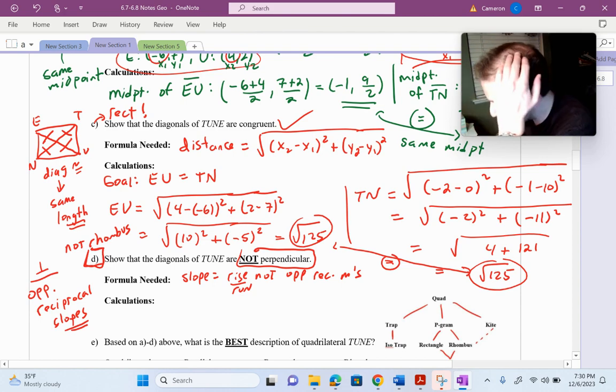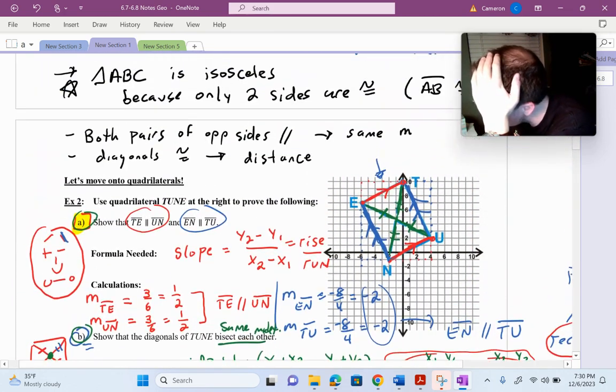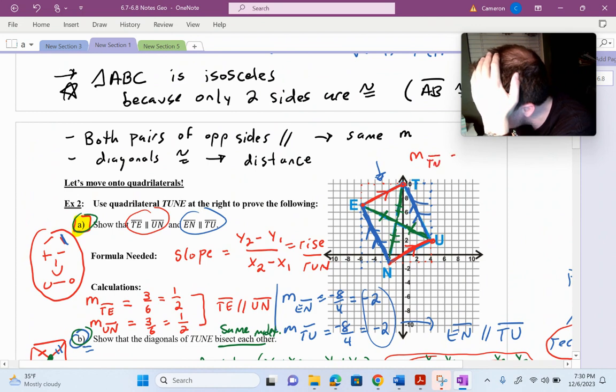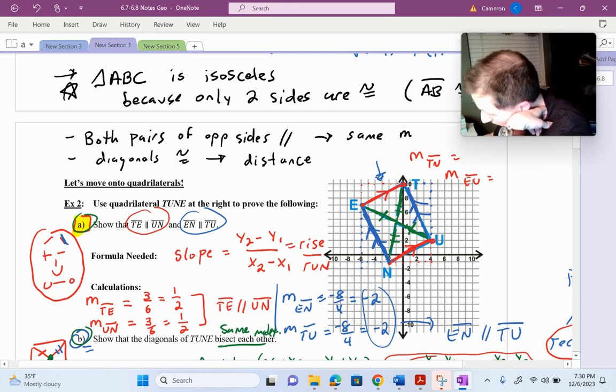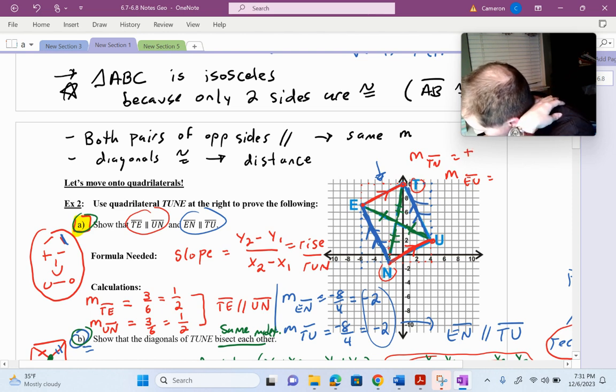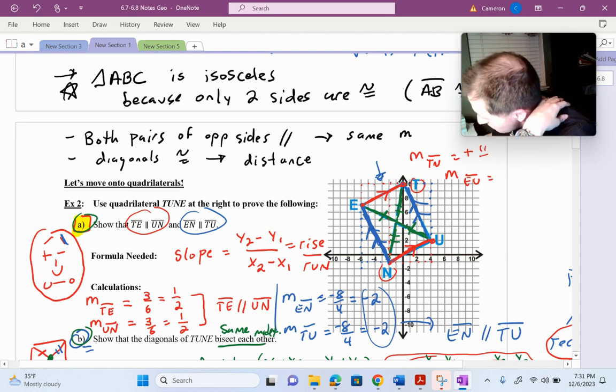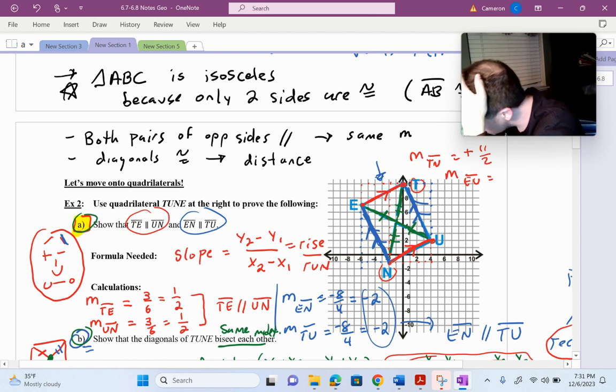So calculations, I'm going to find the slope of my two diagonals here in green. So I'm going to want the slope of TN, and I'm going to want the slope of EU. You could use the slope formula, or you could count. I'm just going to count. I'm going to go from N to T first. And it's a positive slope. I can see that because it's rising to the right. It's going to go up 1, 2, 3, 4, 5, 6, 7, 8, 9, 10, 11 over 2. So this one has a slope of 11 halves. I'm going to double check that one more time because it's easy to miscount. 1, 2, 3, 4, 5, 6, 7, 8, 9, 10, 11 over 2.